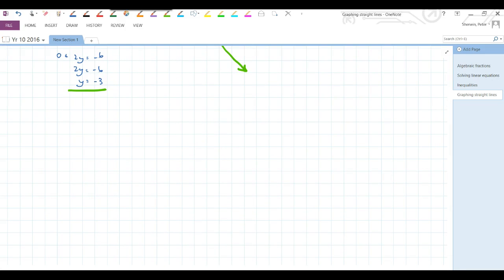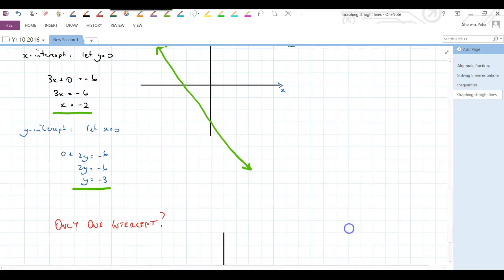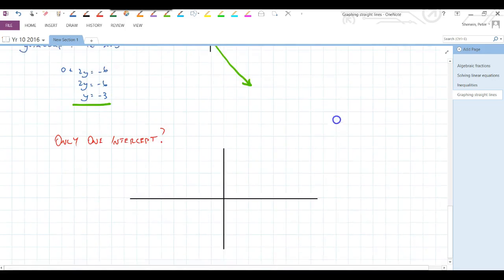Okay, we're just going to have a look now at lines that only have one intercept. Right, let's take a quick look now at lines that only have one intercept. So what that means is these poor fellas are not cutting through both the x and y axis, they're only going through one or the other.